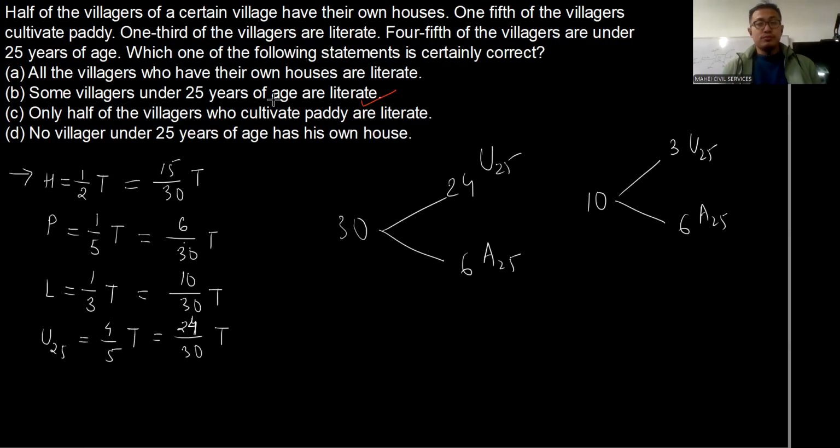Only half of the villagers who cultivate paddy are literate. Paddy cultivators are 6, and half of the villagers are 15, but half of the villagers being literate is not possible, since literate are only 10.